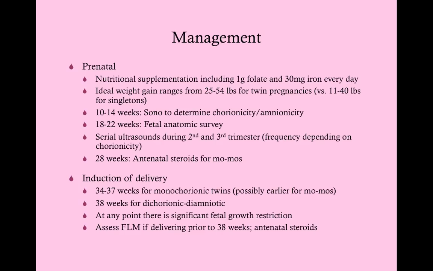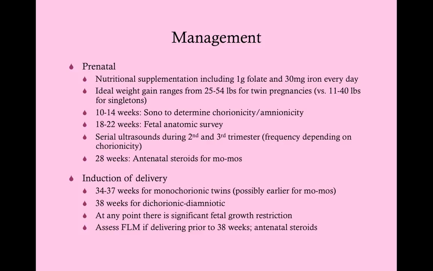So our management for women who we've diagnosed as carrying multiples, we want to make sure that they're getting their vitamins and minerals. One of the big complications that can come out during the pregnancy is anemia, and that can be iron deficiency anemia or folate deficiency anemia, which would be macrocytic. So we want to make sure they're taking 1 gram of folate, 30 milligrams of iron every day.